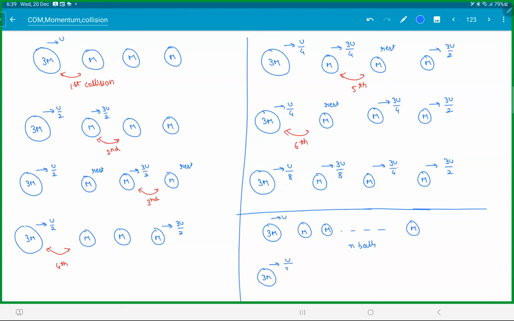This would be u by 2 power n. This will be 3u by 2 power n minus 1. 3u by 2 power n minus 2. So on. This guy will be 3u by 2. Okay? It'll be there, don't worry. But like I said, it's only for 3m and m, so that is the reason I don't like it.